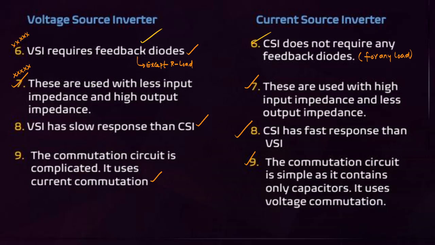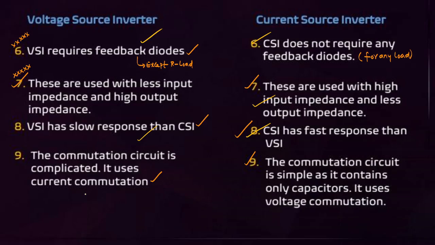Where can we use voltage source inverters? Voltage source inverters are used with low input impedance and high output impedance. But current source inverters are used with high input impedance and low output impedance. VSI has a slow response compared to CSI. CSI has a fast response.